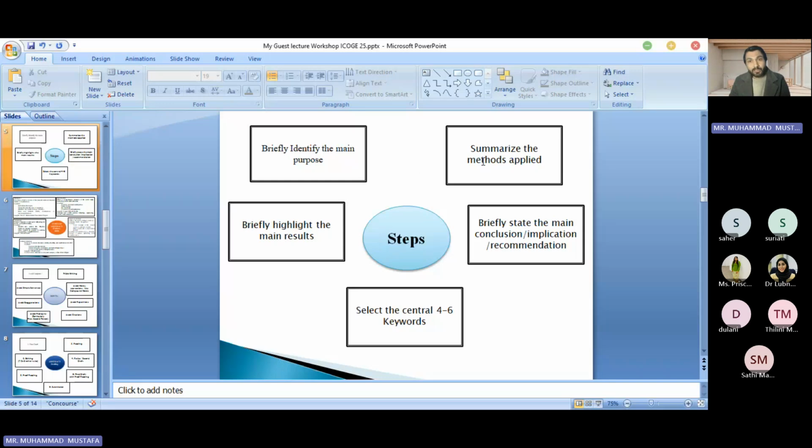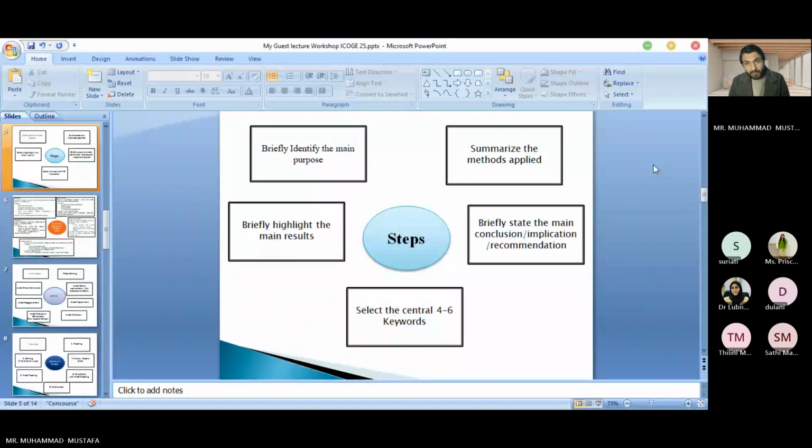Next, summarize the methods applied, which type of methods or method used, and after that, briefly highlight the main results. And furthermore, after mentioning the main results, briefly state the main conclusion, implication, or recommendation as well. So recommendation is optional here. And again, the last step is that after completing the abstract, we have to mention the keywords.